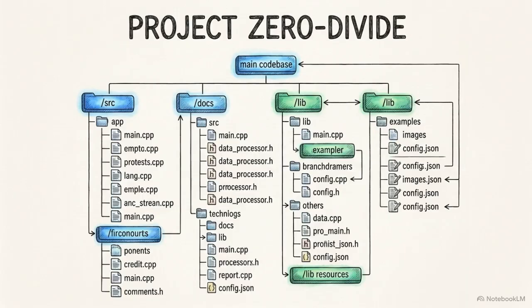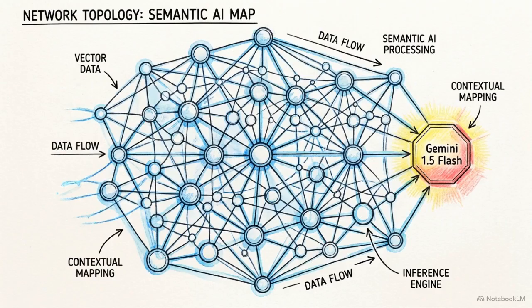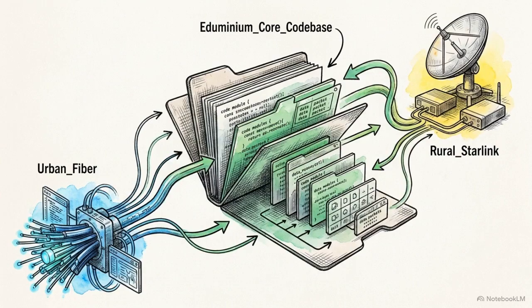At Eduminium, we set a strict engineering constraint for Project Zero Divide: zero code-based bifurcation and zero infrastructure duplication. We built what we call a dual-track pipeline. It relies on strict end-to-end type safety from the database to the client, paired with semantic AI processing at the absolute edge of the network. Project Zero Divide resolves network asymmetry directly at the architectural level, keeping a single, unified codebase intact.